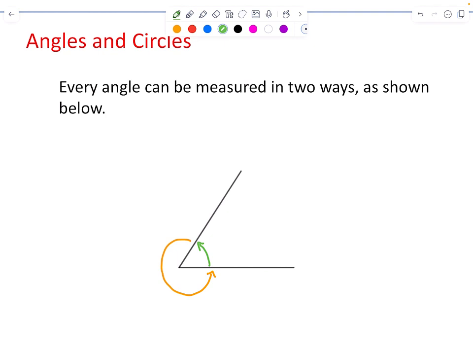So if this green angle was 60 degrees, then the orange angle would have to be 360 degrees minus 60 degrees, or an extra 300 degrees, to account for the entire rotation around the circle. Very often we use Greek letters to represent the measures of angles. For example, we may say that the 60 degrees is alpha, and this 300 degrees we may say is beta. And we can see that in this case, the 2 different measurements, if added together, should add to the total 360 degrees, if alpha and beta are the 2 different measurements of an angle.